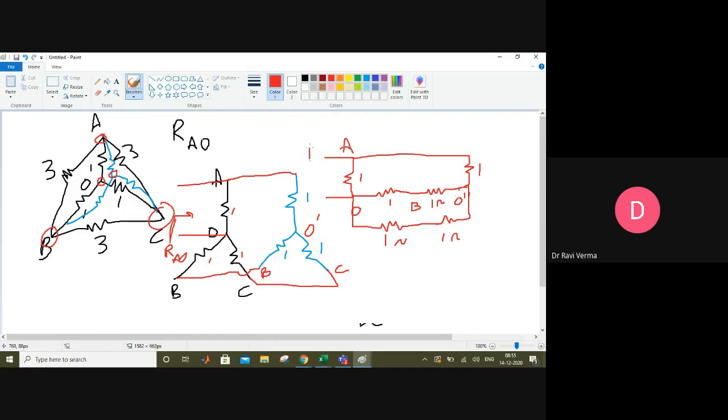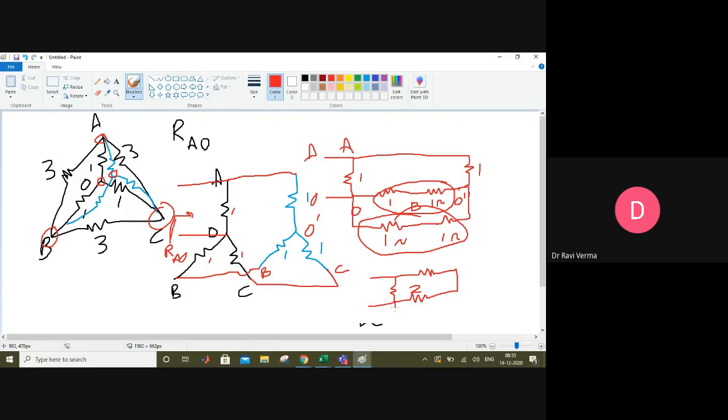So this is your A. This is your O. Now O to O dash, 1 and 1. These two things are in what? Series. These two things are in what? Series. So now it will look like one resistance is like this. This resistance I am extending to the upper side. This 1 ohm I am writing on the top side, so that the picture will look easier. So this will be your 2 ohm.